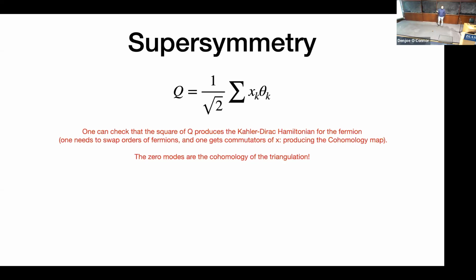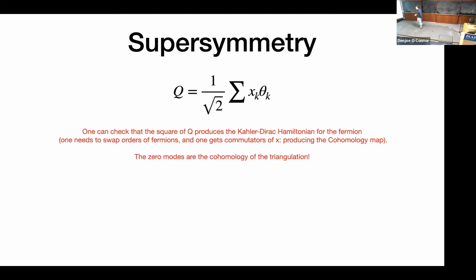And then if you stare at that, that's actually what the Kähler-Dirac fermion Hamiltonian is, which is the one built from the co-chain complex building the fermion. So basically, you can check that the square of this Q produces the Kähler-Dirac Hamiltonian for the fermion, and therefore, any weird symmetry that one has for the boson brackets that are related to triangulations, in principle, can be uplifted to your favorite non-invertible symmetry or not.